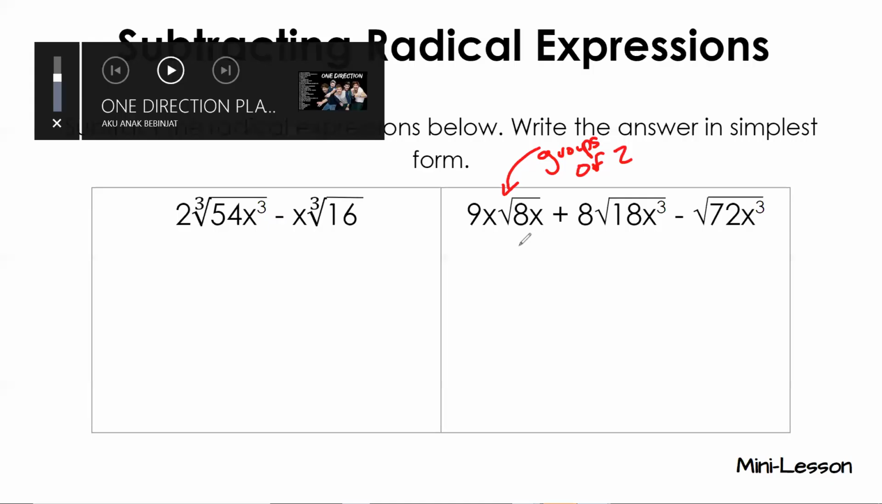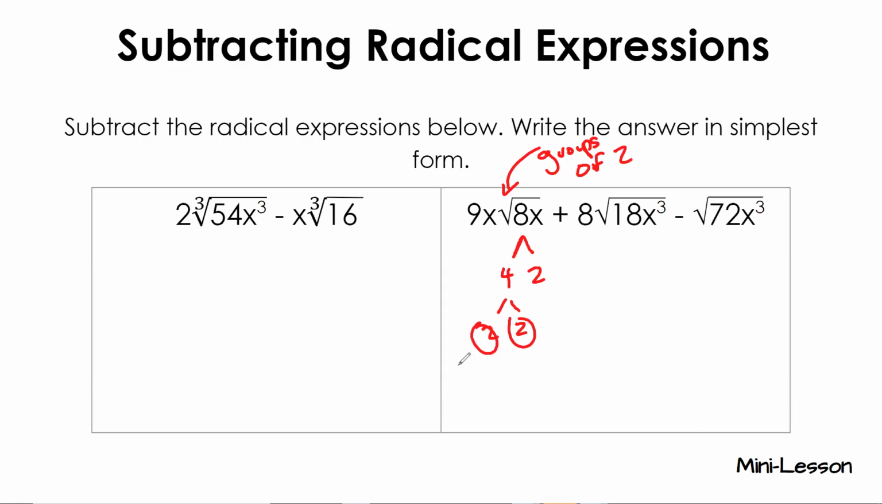Okay. So we're going to break down this 8 into probably 4 and 2. Break down 4 into 2 and 2. And we want groups of 2. So we're going to take out a 2, multiply by the 9 up front. 9 times 2 gives me 18x. And what are we left with? A 2. And they also had this little x right here. Can I make a group of 2 with that x? No, so he's just going to chill inside the radical.